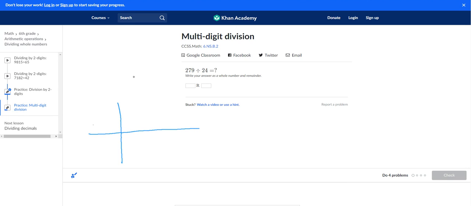So I'm going to put my 2 over here, and my 4 over here, and then I put my 2, 7, 9. Sorry about that. Great. So this is the setup, and that's really important. However many digits there are here, they're going to be over here.